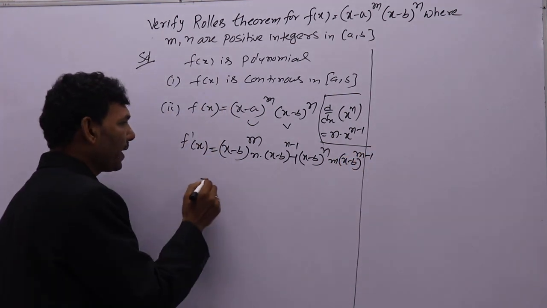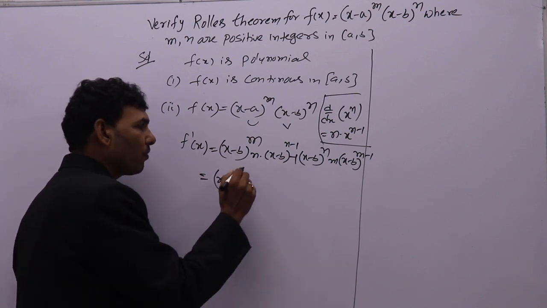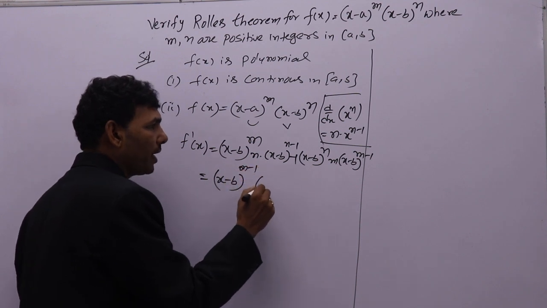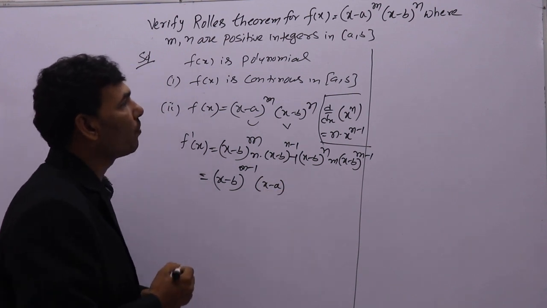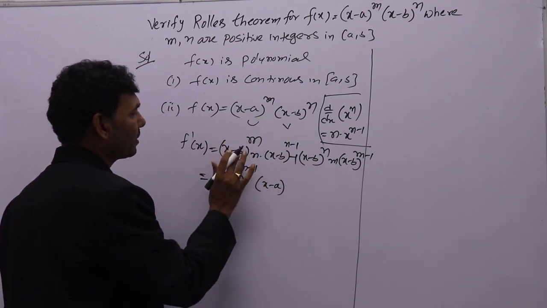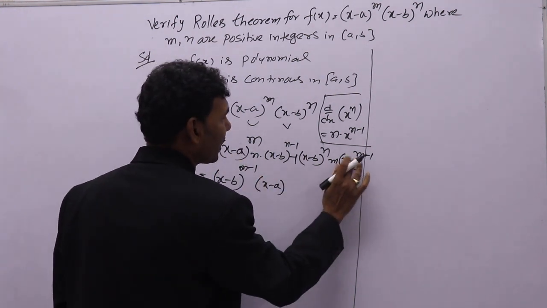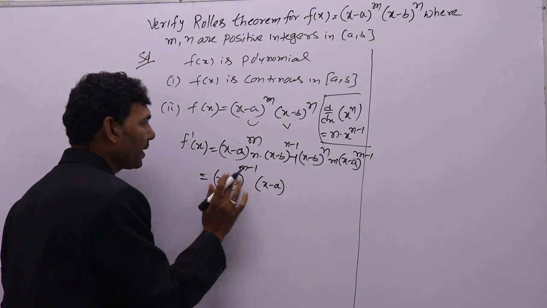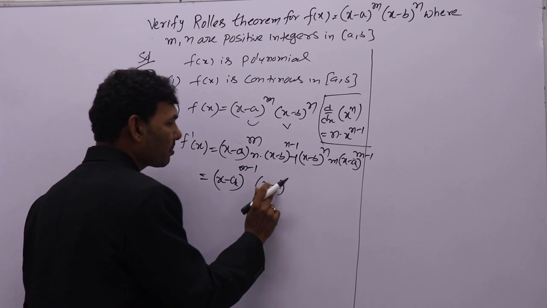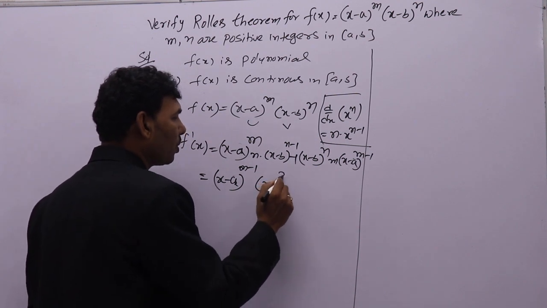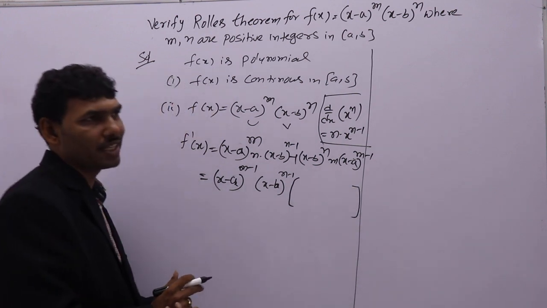Now, you can take (x minus b) whole to the power of m minus 1 and (x minus a) whole to the power of n minus 1 as common, so that you can simplify very easily. Here (x minus a) whole power m.